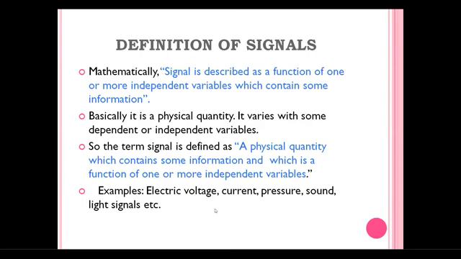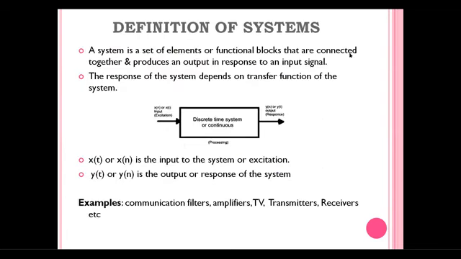The next one is the definition of a system. What does system mean? A system is an interconnection of some elements or blocks in order to produce the desired output for the given input. Take some real-time examples: the amplifier, oscillators, fan, and light. These are all systems.